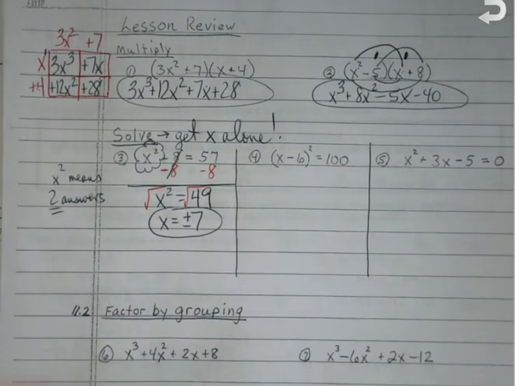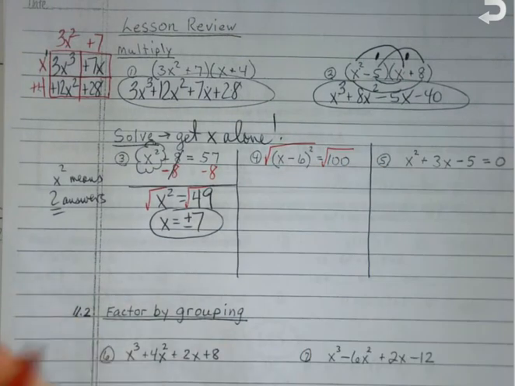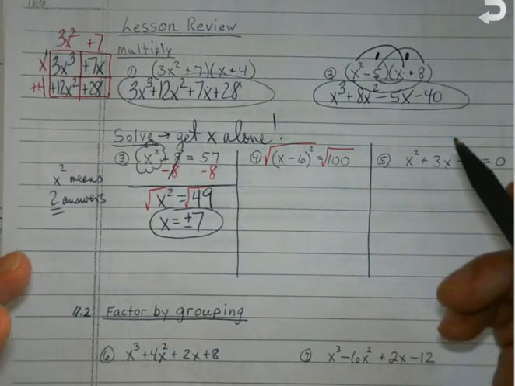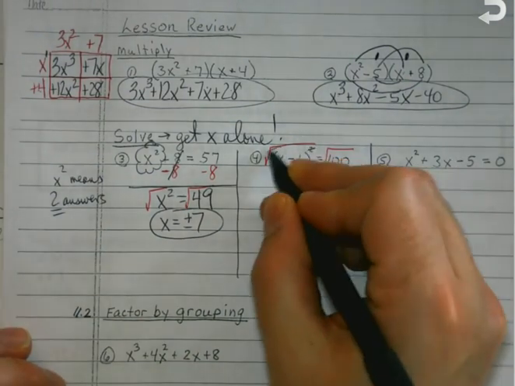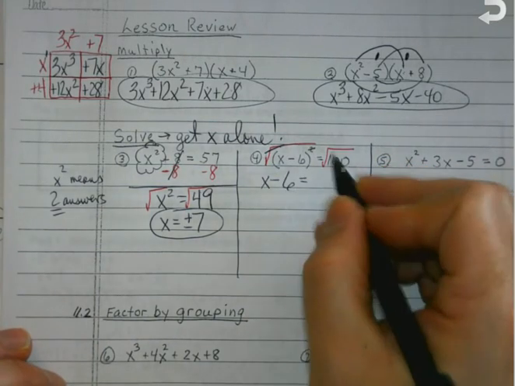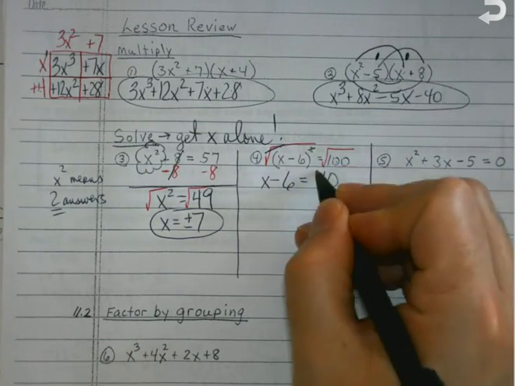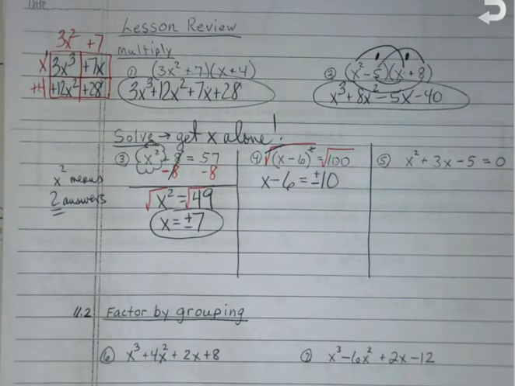Now, will they always come out nice like that? No. Like here, for instance, I want to get rid of the squared. You're like, okay, well, we got a square root. The squared and the square root can cancel. Okay, square root of 100 is 10, but remember, there's two answers to this. I got to get the plus minus in there. Whenever I use the square root to get to an answer, we got to do plus minus.